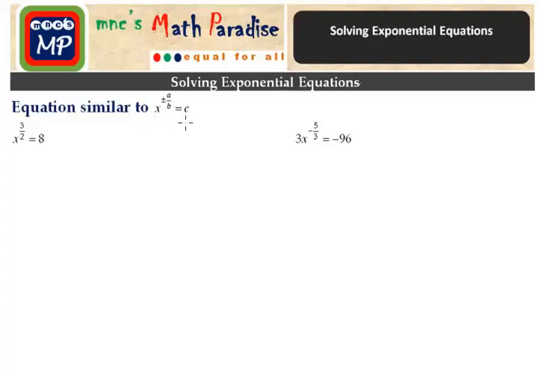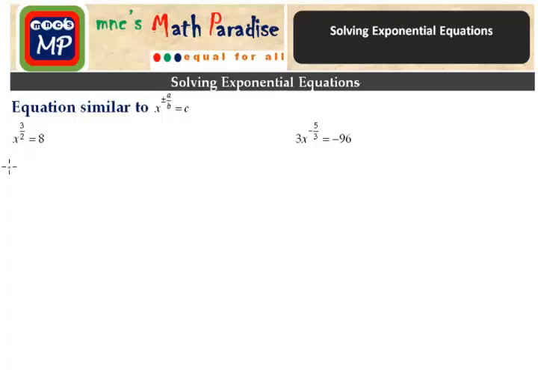In these kinds of equations, instead of a whole number power on base x, the power will be a fraction. Let us do these two examples here. x to the power 3 by 2 equals 8.